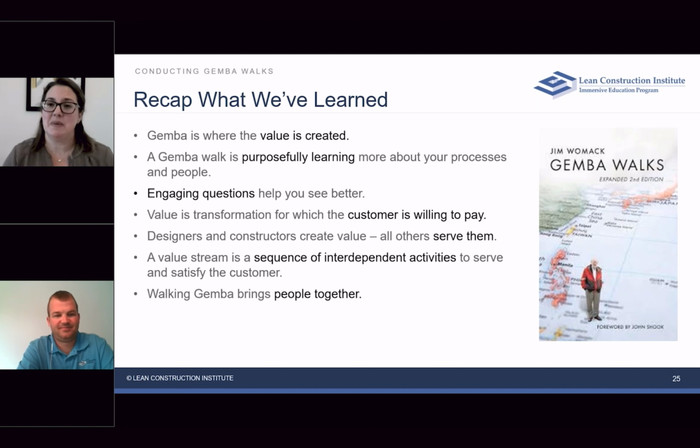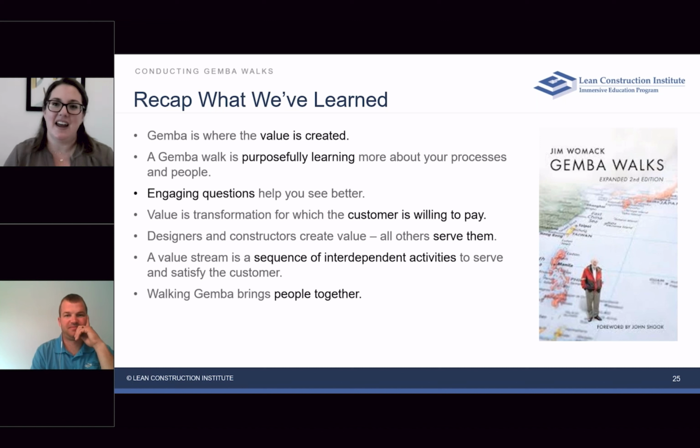Walking the Gemba brings people together. The story that I used earlier about our Rocky Mountain leadership, right? If they hadn't been on that Gemba walk, if they hadn't been wanting to learn more, would our president have ever talked to that journeyman and asked him questions? Maybe, maybe not, I'm not sure. But now they have a relationship where if they see each other on the job, they say, hey, how's it going? What'd you learn, right? It's a conversation. It brings people together. It builds that foundation of trust.